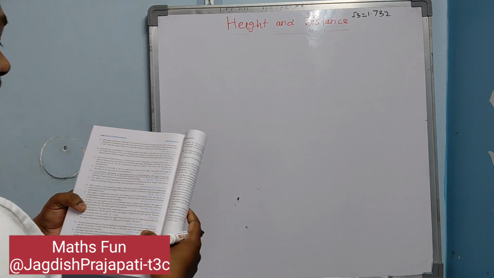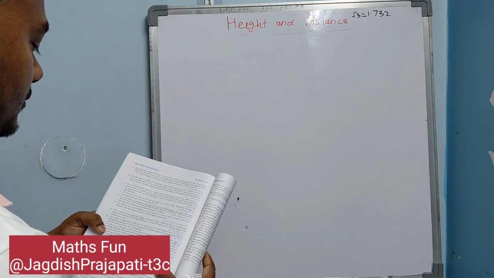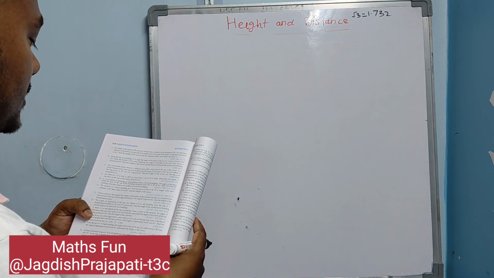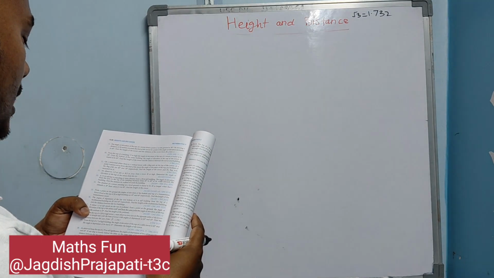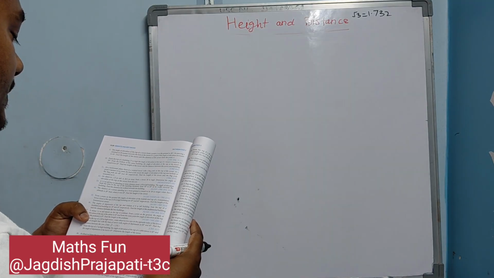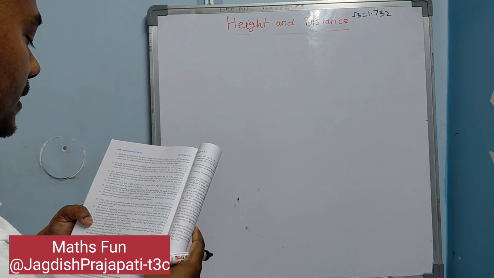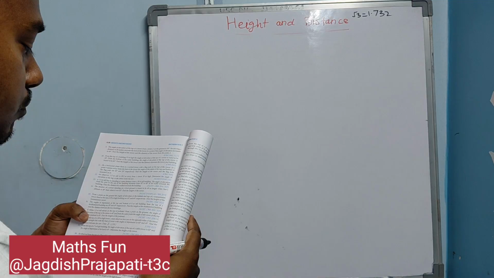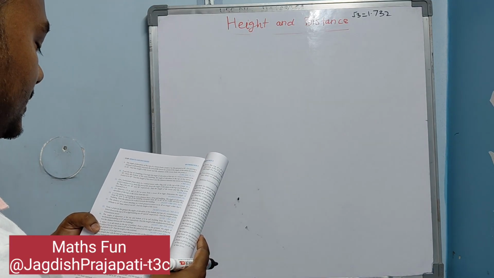Question number 11: On a horizontal plane, there is a vertical tower with a flagpole on the top of the tower. At a point 9 meters away from the foot of the tower, the angles of elevation of the top and the bottom of the flagpole are 60 degrees and 30 degrees respectively. Find the height of the tower and the flagpole mounted on it.